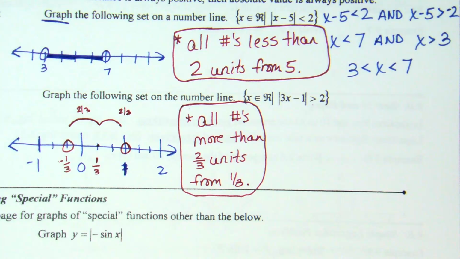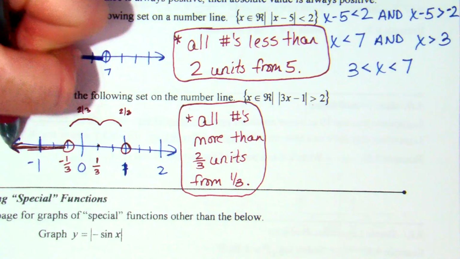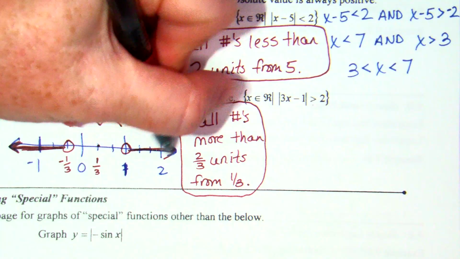Now, I just circled there. What kind of dots do I need? It's just greater than, so they're open circles again. Where's my shading then? We're going out, right? Because it's all numbers that have a larger distance than that.